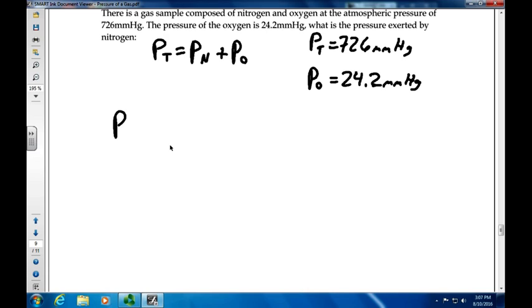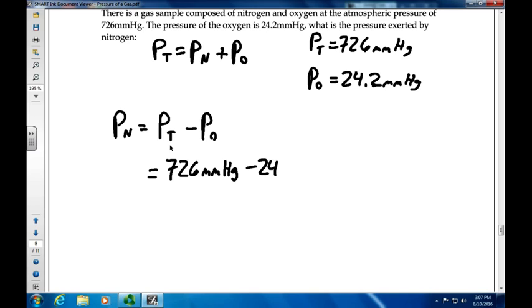So P sub N is equal to P sub T minus P sub O, which is going to be 726 millimeters of mercury minus 24.2 millimeters of mercury, which equals 701.8 millimeters of mercury.